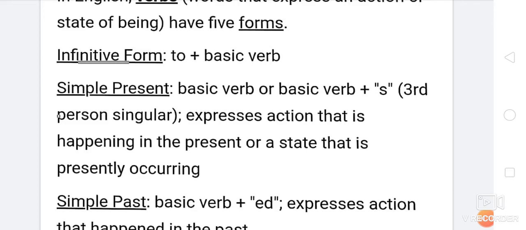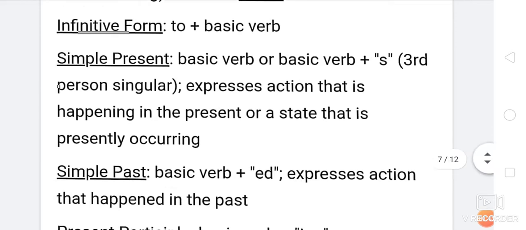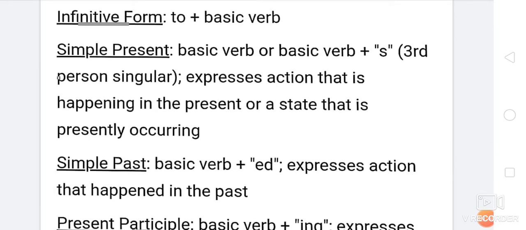The second form is simple present. So what is simple present? It is the basic verb plus s, the basic verb followed by s. It is the third person singular. Remember the to be forms. Simple present expresses an action that is happening in the present or a state that is presently occurring. It represents the current state or what is happening currently. Any verb followed by s, for example cooks.